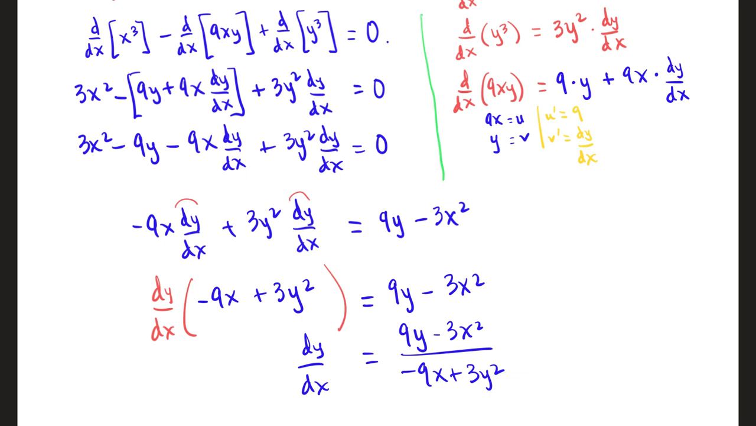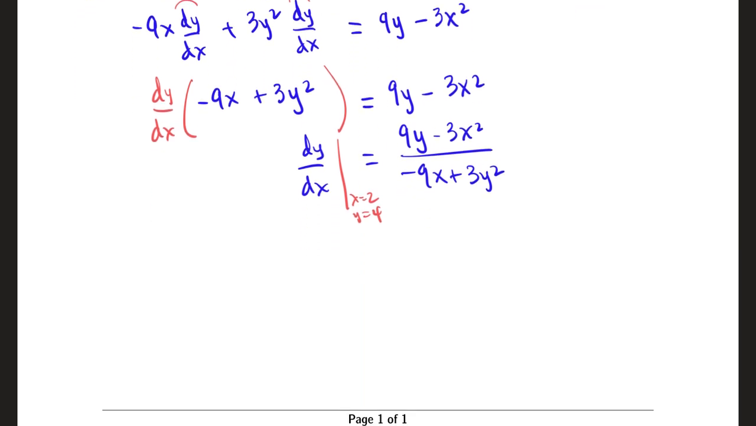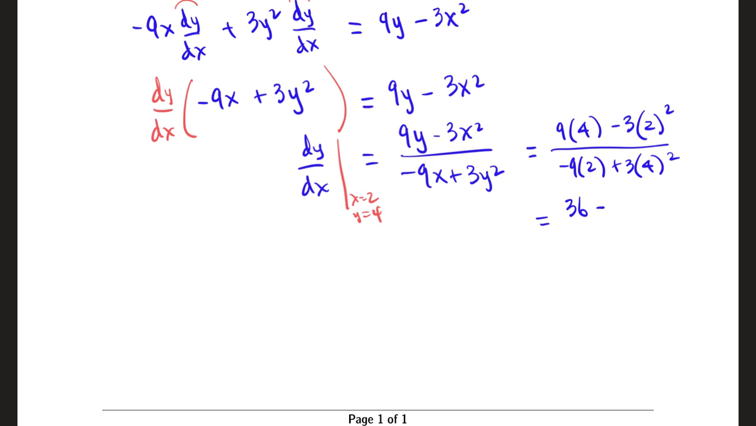We then plug in x equals 2 and y equals 4 to find the slope. Everywhere we see an x, we replace it with 2. Everywhere we see a y, we replace it with a 4. So this is 9 times 4 minus 3 times 2 squared over negative 9 times 2 plus 3 times 4 squared. This is 36 minus 3 times 4, which is 12, over negative 9 times 2, which is negative 18. And then 4 squared is 16. 16 times 3 is 48.